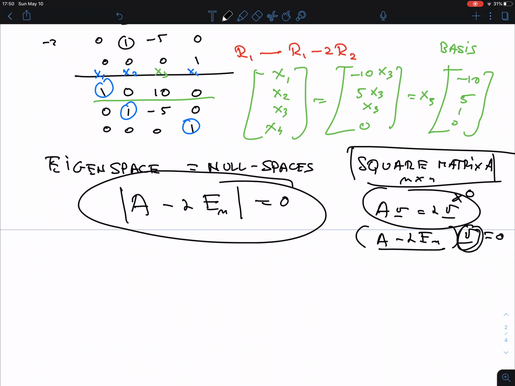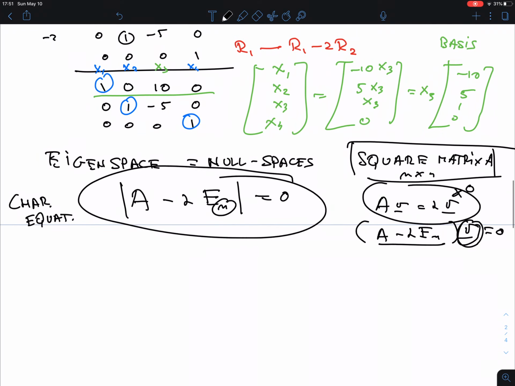So eigenspaces are again null spaces, not of the original matrix but of the matrix where we subtract the eigenvalues, and there are only finitely many, given by the characteristic equation. What I actually wrote down was the characteristic equation. If you write this up, it gives you an equation in lambda of degree n, which is not easy to solve, but in principle we can do that. And now what do we do then?